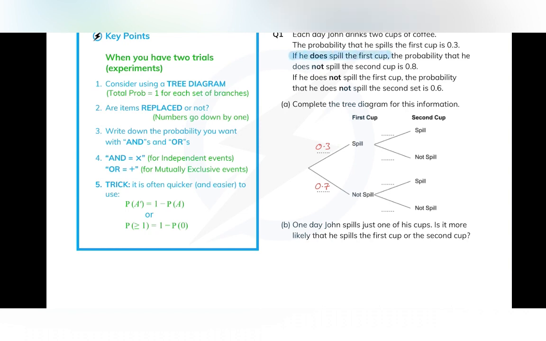If he does spill the first cup, so we're in this place here, the probability that he does not spill the second cup is 0.8. So not spill is 0.8, which allows us to fill in the spill probability here, which is 0.2, again adding up to 1. And if he does not spill the first cup, so that's this situation here, the probability that he does not spill the second cup is 0.6. So there's the 0.6 there, and that means that one there is 0.4. And we have successfully negotiated all that writing and put it on a tree diagram.